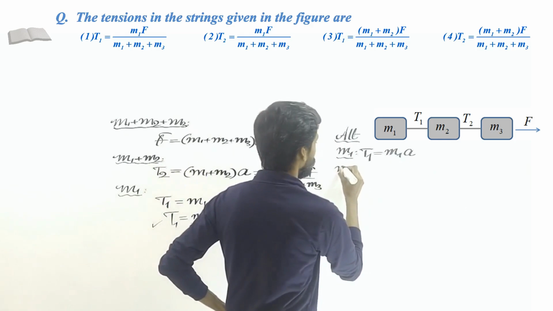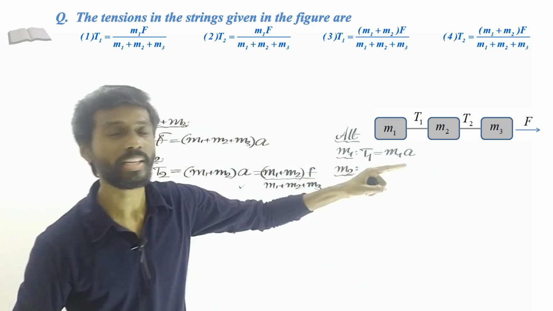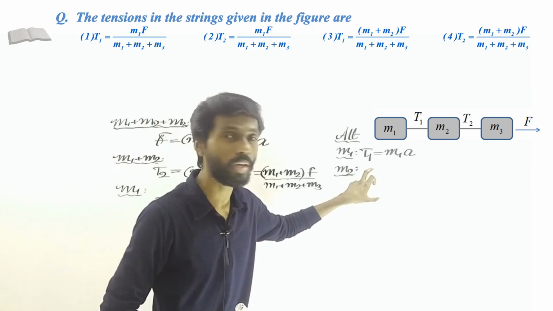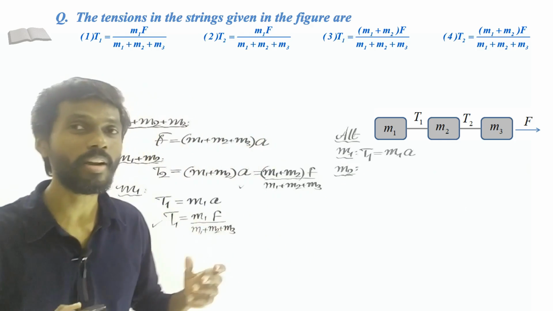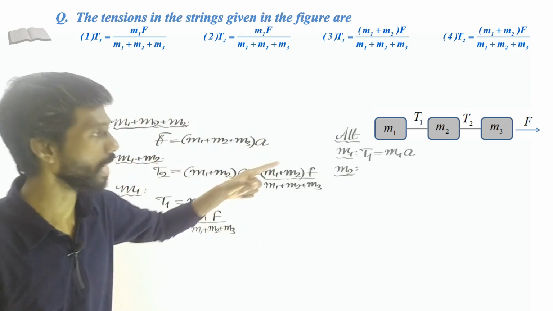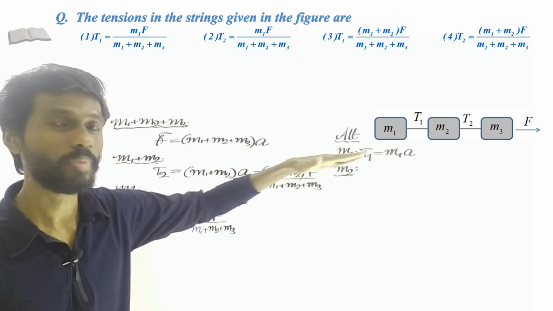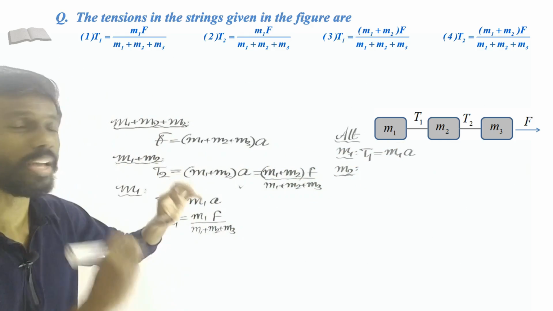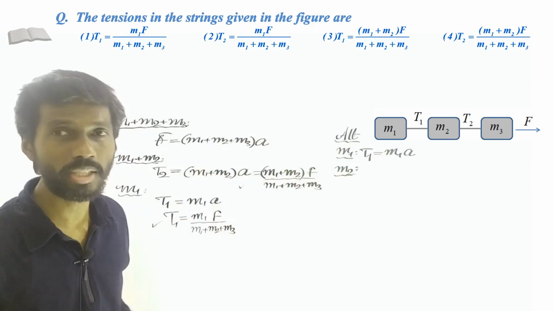Similarly, let us consider m2. T2 is acting in this direction, T1 is acting in the opposite direction. So what is the direction of this T1? See, the tension itself does not have any direction, right? It depends on which object it acts on. If you consider m1, tension is acting in this direction because the force is pulling this block in this direction. The tension is the only force acting on the block m1. The object is moving in this direction, so that is the direction of tension.